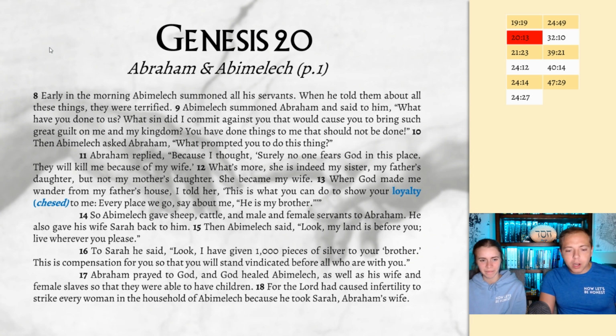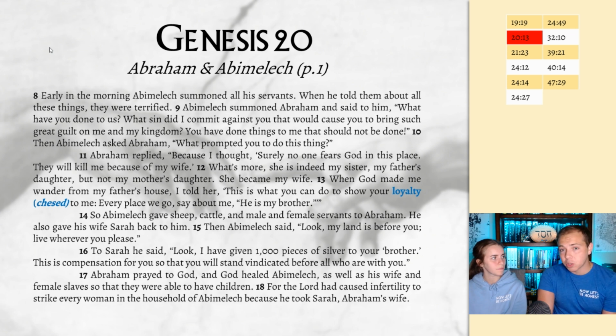When God made me wander from my father's house, I told her, this is what you can do to show your Hesed to me. Every place we go, say about me, he is my brother. And so we see that this is a regular thing. This is why it's repeated as well, I think. Because we saw a very similar story in chapter 12, but we didn't know that this was a thing that Abraham regularly asked Sarah to do.